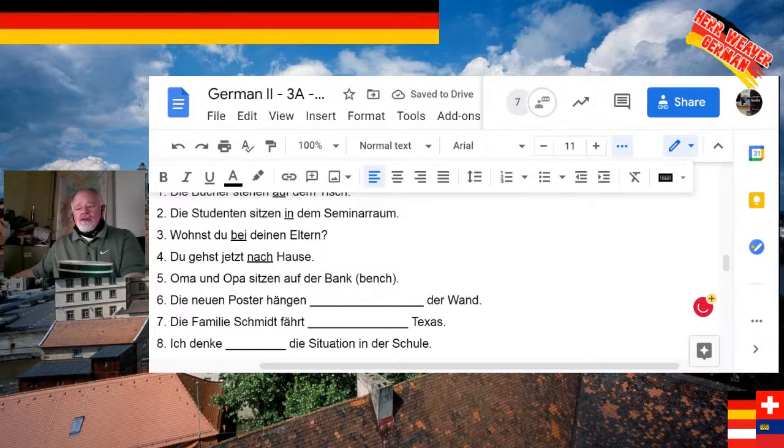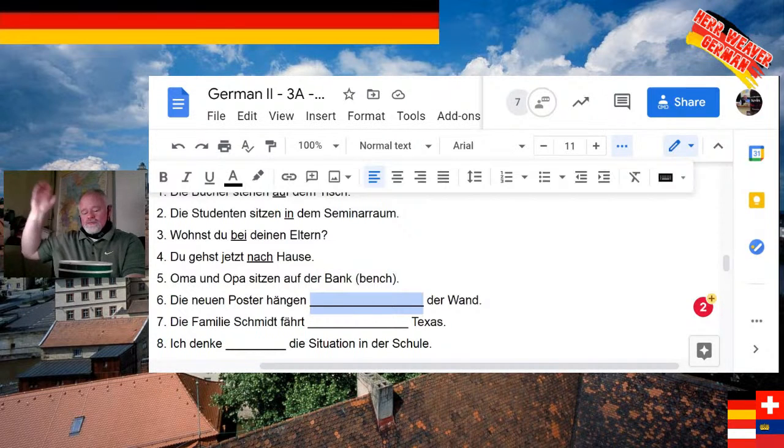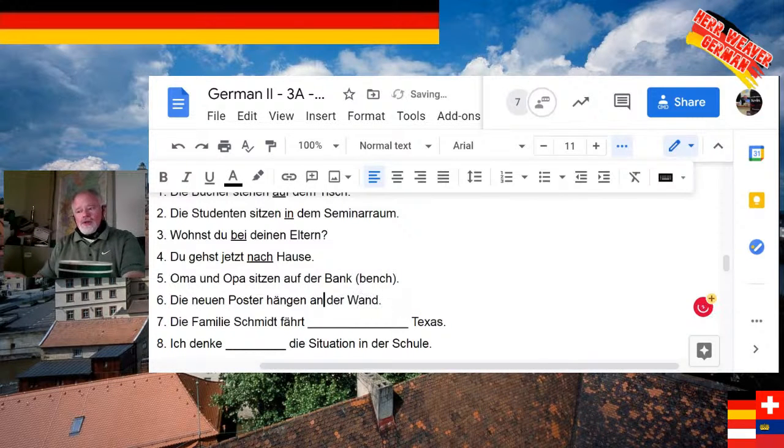Die neuen Poster hängen an der Wand. Is this one on? Yes, on, right, because the wall is vertical. So the posters are hanging on the wall. Let me underline these. Auf der Bank, on the bench. On. Now see, both these would translate as on, though.